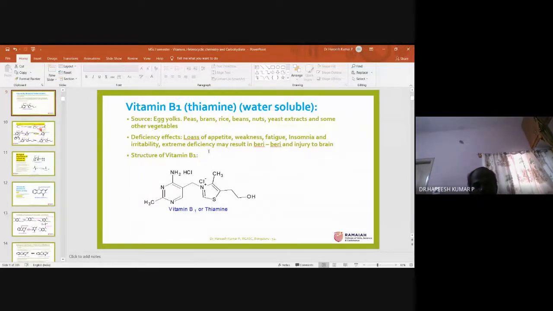If we look at the structure, this will be the structure. I think you are aware that a six-membered ring with two nitrogens at the 1 and 3 positions is called pyrimidine, and a five-membered ring with sulfur and nitrogen at the 1 and 3 positions is called thiazole. So pyrimidine and thiazole are joined through a methylene carbon atom. The combined compound is called vitamin B1, also called thiamine. With this, I will go to the next slide.